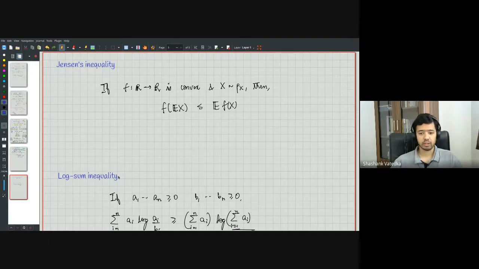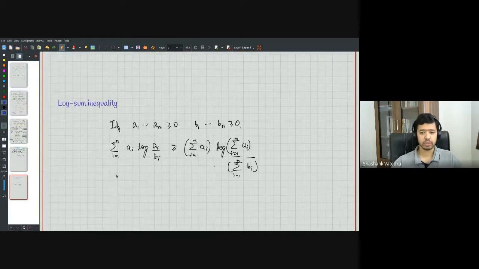All right, and using this you can prove the log sum inequality, which says that if you have a1, a2 up to an, which are non-negative numbers, and b1, b2 up to bn, which are also non-negative numbers, then the sum of ai log ai by bi is always lower bounded by summation ai log summation ai over summation bi.